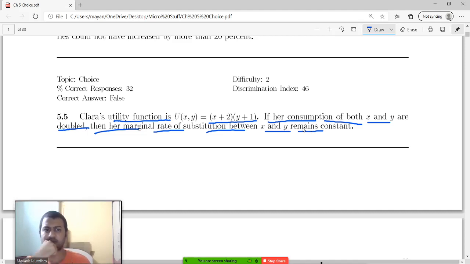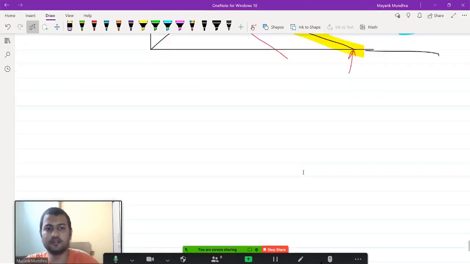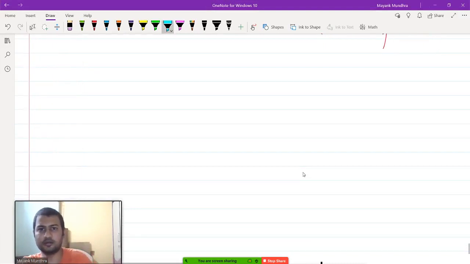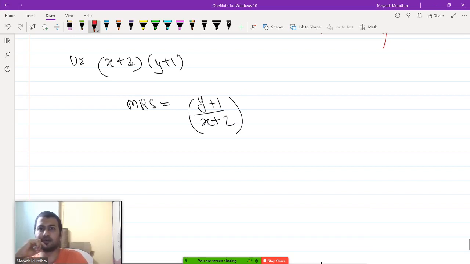Yes, consumption of both x and y are doubled. Yeah, we need to find MRS. So utility function is (x plus 2) into (y plus 1). So MRS is (y plus 1) upon (x plus 2), right? So this is MRS at x comma y.